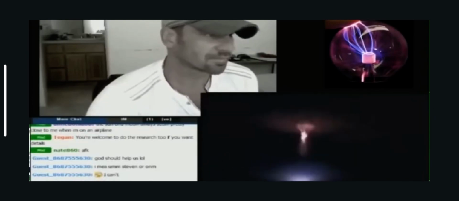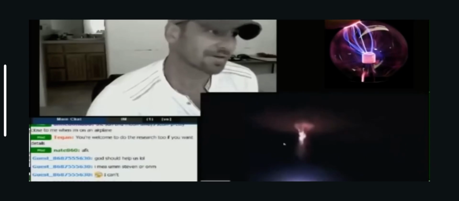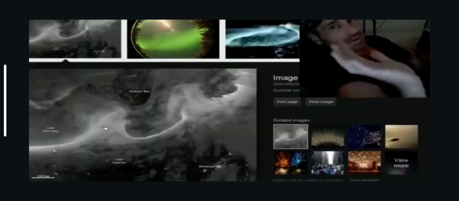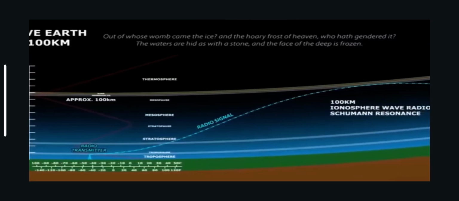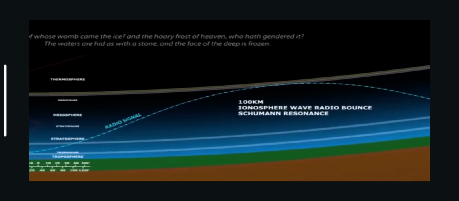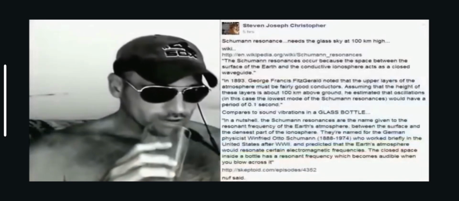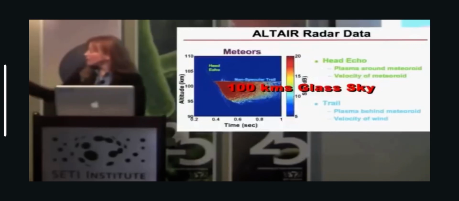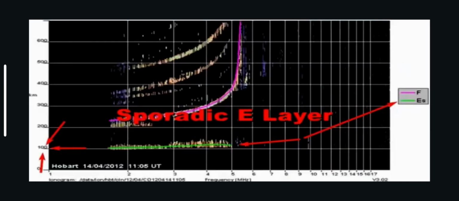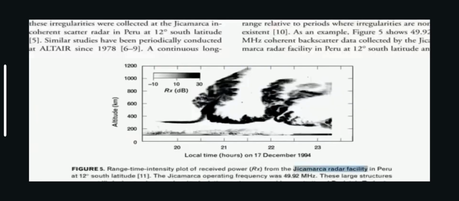Hidden in plain sight once again, we can understand that there is glass at 100 kilometers based upon upper atmospheric lightning hitting a ceiling at 100 kilometers. We also can understand that auroras bottom out at 100 kilometers. Radio wave propagation reflects off the ionosphere at 100 kilometers. The height of the Schumann resonance is at 100 kilometers. Scientists say that sporadic meteoroids are bouncing off the atmosphere, the sporadic E layer of the ionosphere, the neutral density layer of the ionosphere, like bugs hitting a windshield at 100 kilometers.